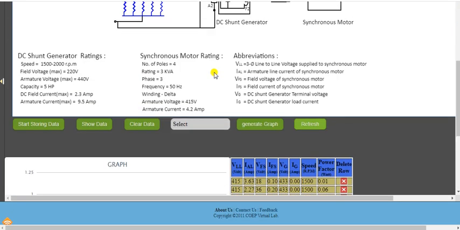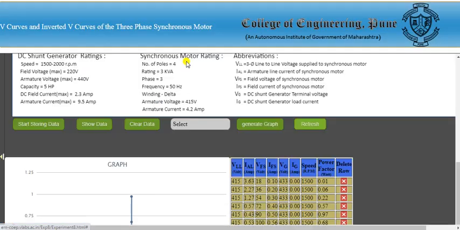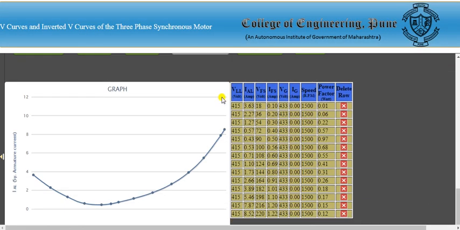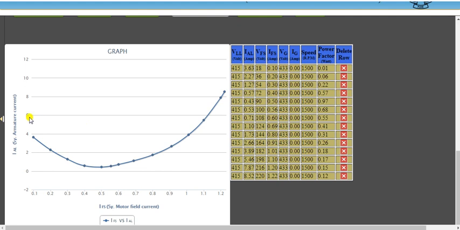So this is the V curve. We have to draw the V curve and the inverted V curve. It is called the V curve because it looks like the V shape of the English alphabet letter V. That's why we call it the V curve.